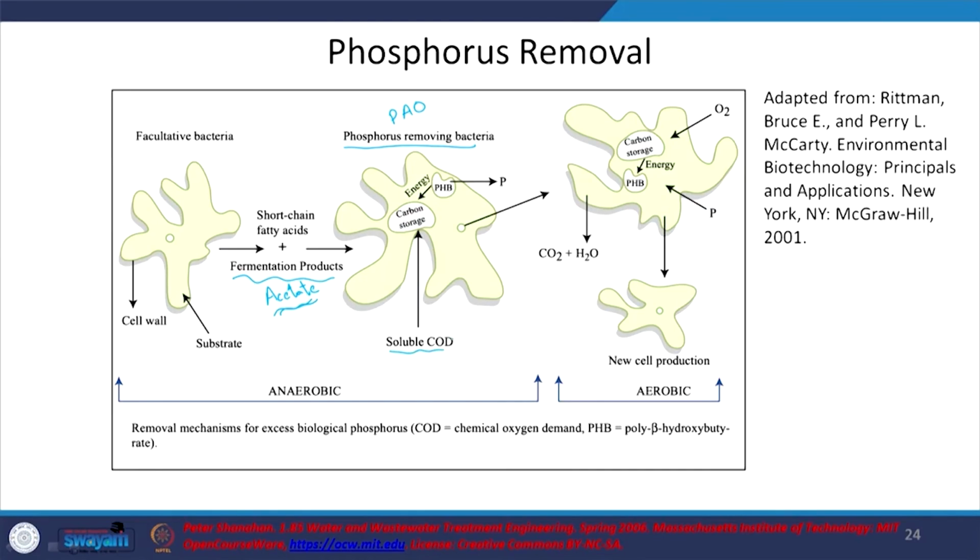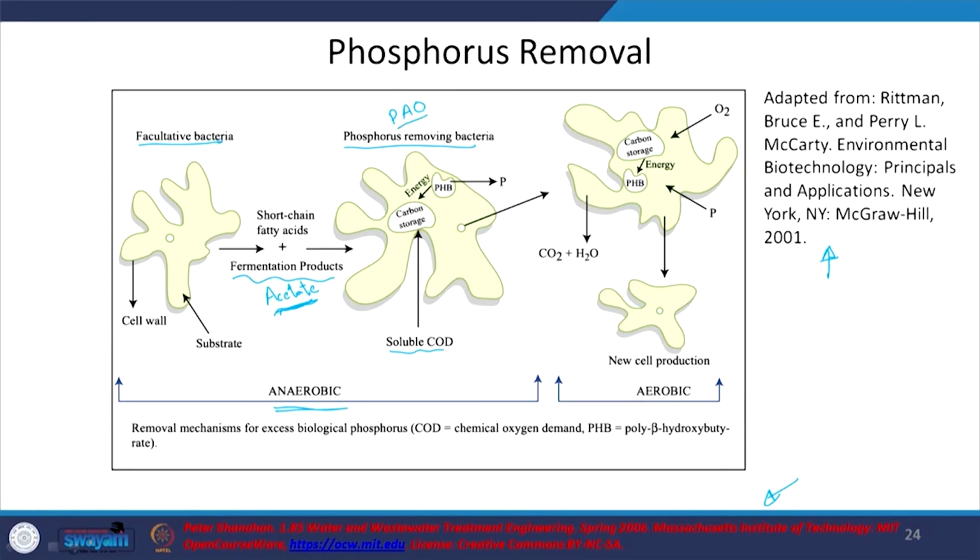Okay, so this is another picture. We have the relevant references given out here. Let us look at this for a second. Again, what do we have? We have facultative bacteria, and this is the anaerobic condition. In the anaerobic condition, these facultative bacteria via fermentation will lead to formation of acetate, and this acetate is something that these phosphorus removing bacteria or phosphorus accumulating organisms like.